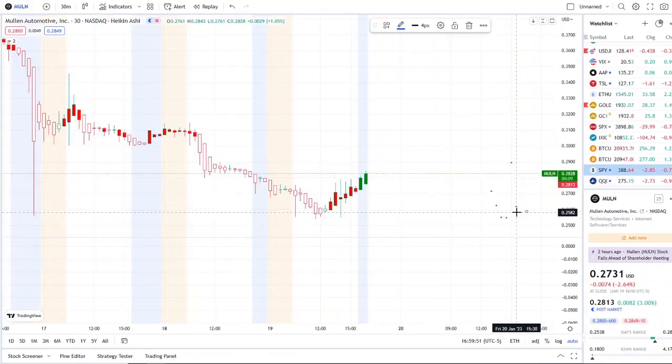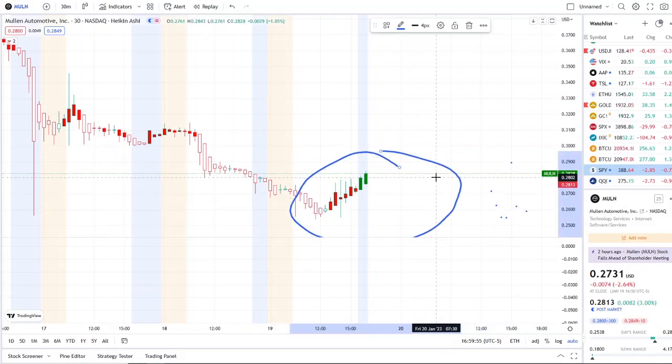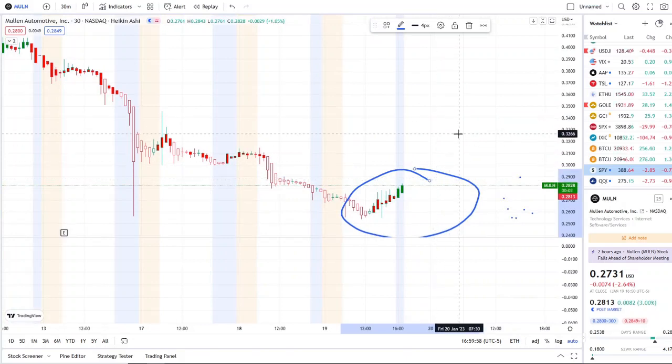So here we are with MMTLP stock, Mullen Automotive Inc., having some strength here in the second half of the day, and we're going to break down what's going on within the charts in our inflow versus outflow.